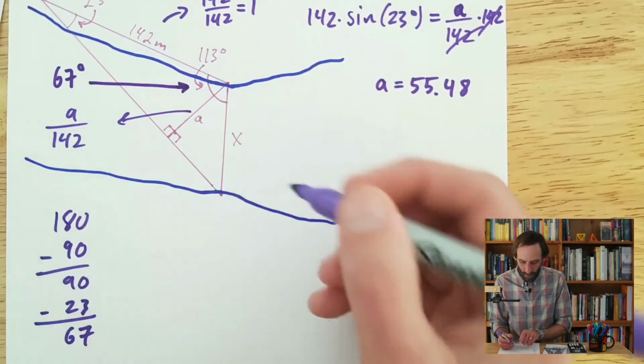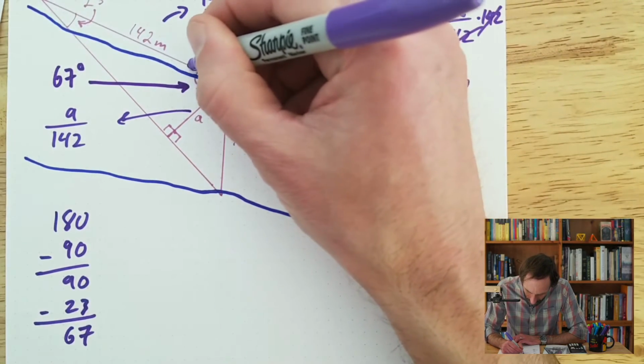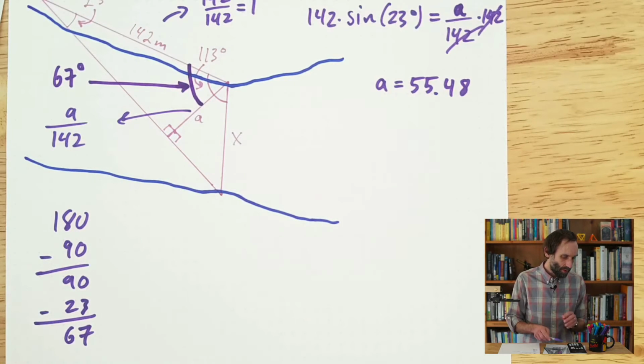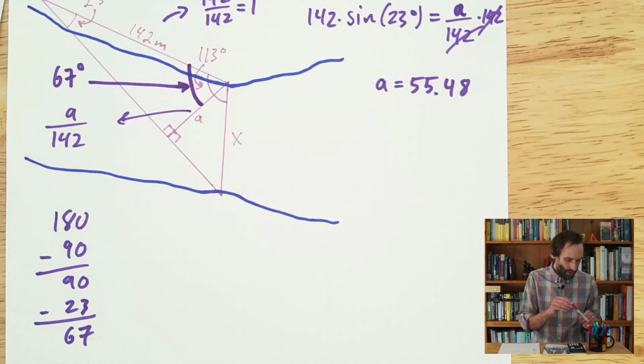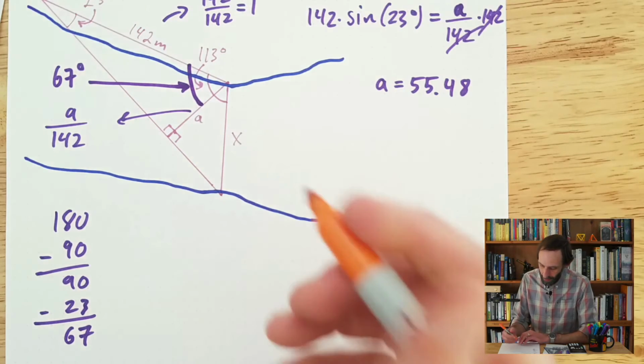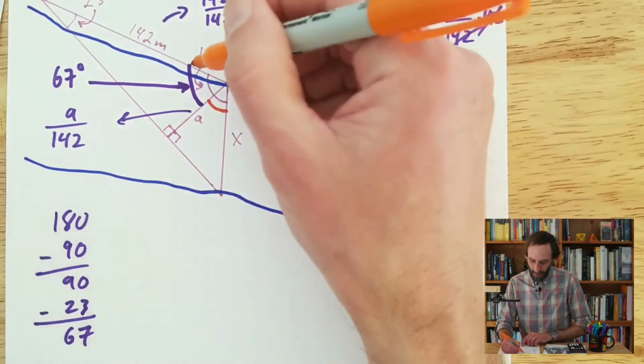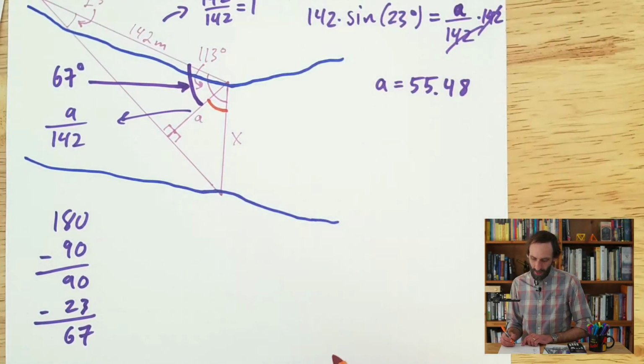Now I'm only talking about the portion in this triangle. Maybe I'll add it as another arc there. And let's use a different color to make it easier to distinguish my different arcs. Now I want to know this angle right here. Well, I know that the total of these two is 113 degrees.